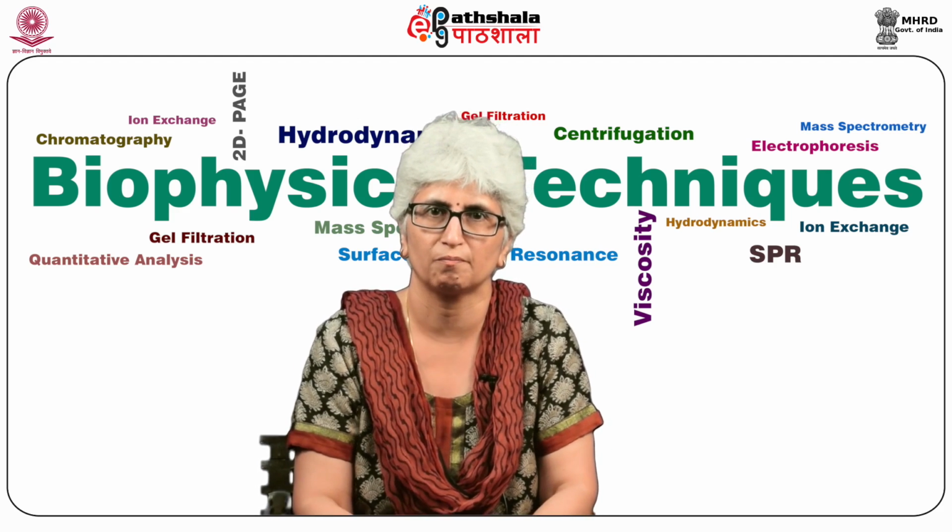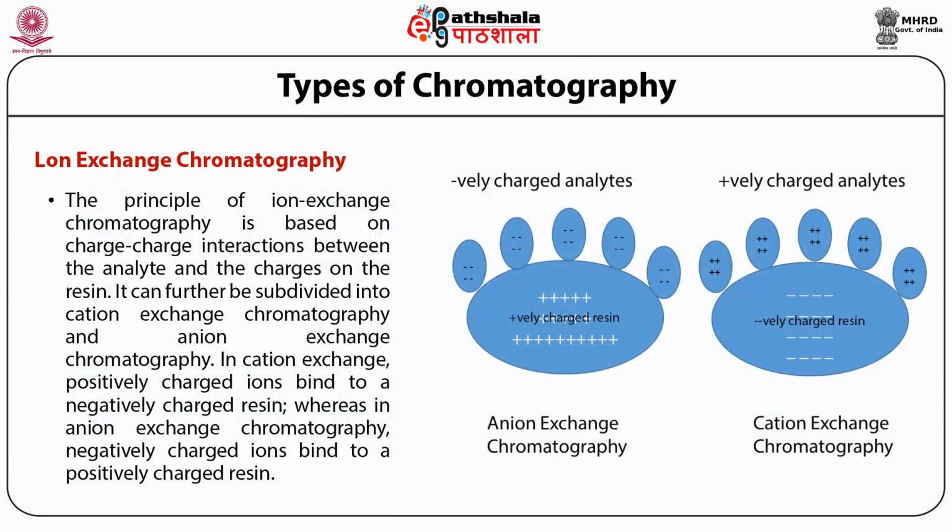Ion exchange chromatography is based on the charge-charge interaction between the analyte and charges on the resin. It can be further divided into two parts as cation exchange chromatography and anion exchange chromatography. In cation exchange chromatography, the positively charged analytes are binding to the negatively charged resin, while in case of anion exchange chromatography, the negatively charged analytes are binding to positively charged resins.